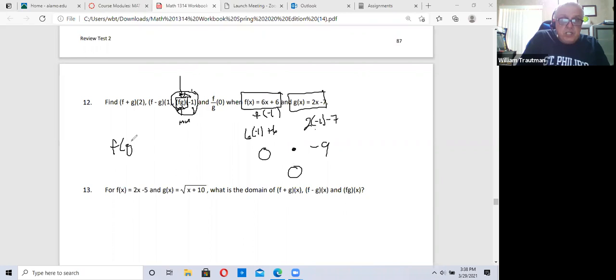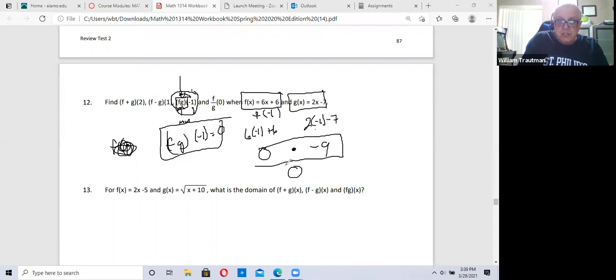So fg, oh, sorry, I wrote it down wrong. Fg of -1 gives me 0. The answer is 0. When I do the math here, the answer is 0. You put the -1 into the first function f, you put it in the second function g, f ends up being 0. So when you multiply the two together, you still get 0.